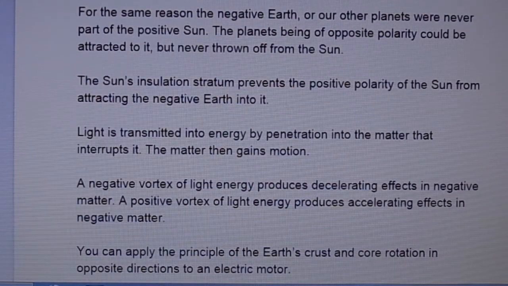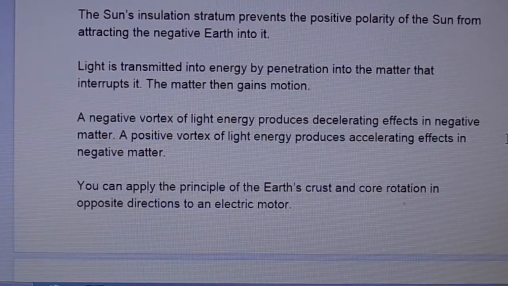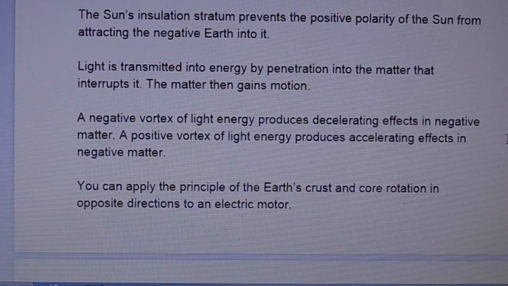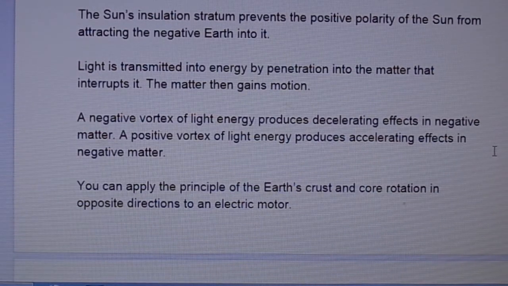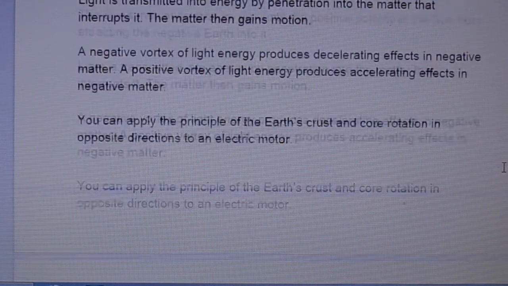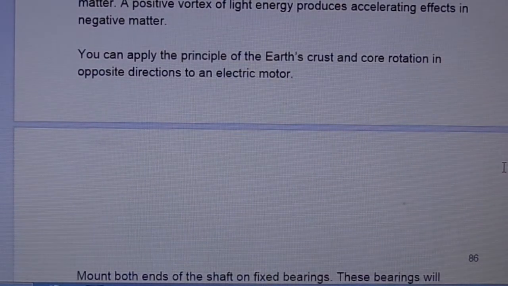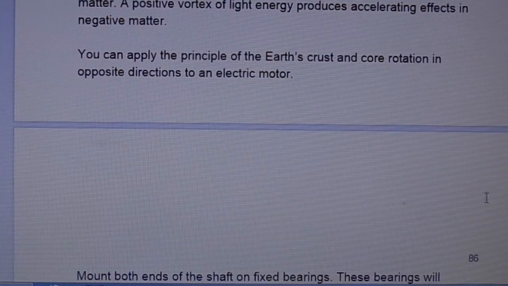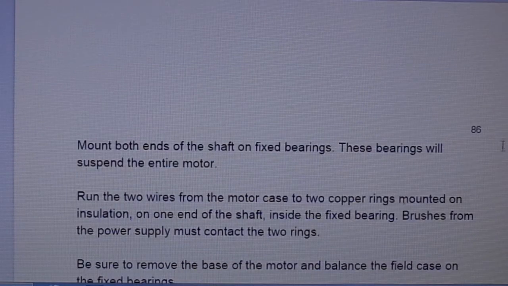Light is transmitted into energy by penetration into the matter that interrupts it. The matter then gains motion. A negative vortex of light energy produces decelerating effects in negative matter. A positive vortex of light energy produces accelerating effects in negative matter. You can apply the principle of the Earth's crust and core rotation in opposite directions to an electric motor.